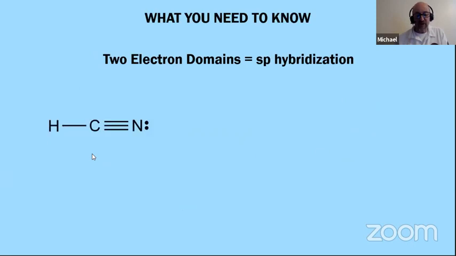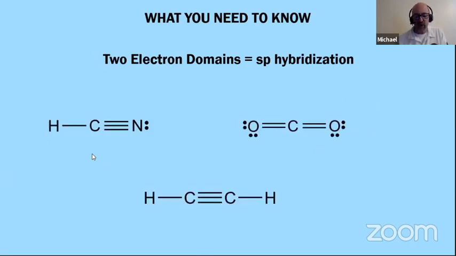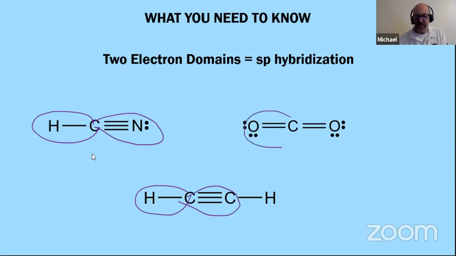If you have only 2 electron domains, then the term we use is sp. So we do not count that triple bond or that double bond twice. That would simply be 2 electron domains coming off the central atom, sp hybridization.